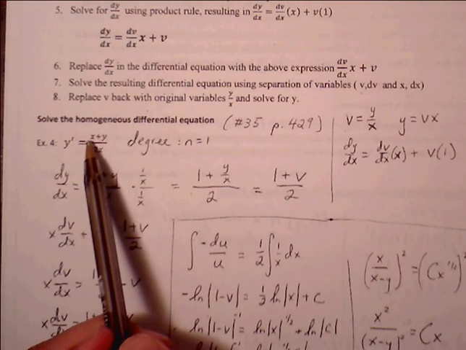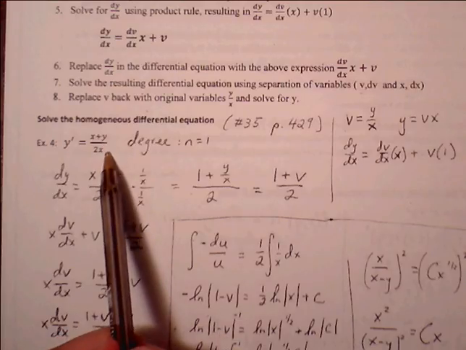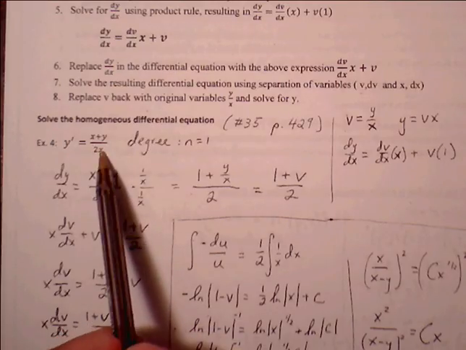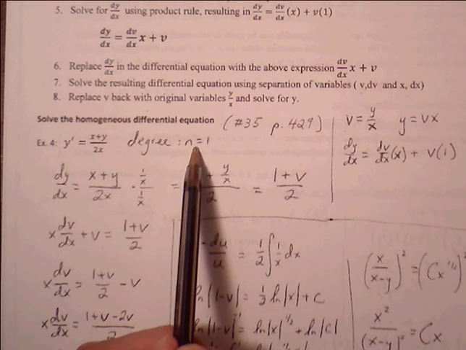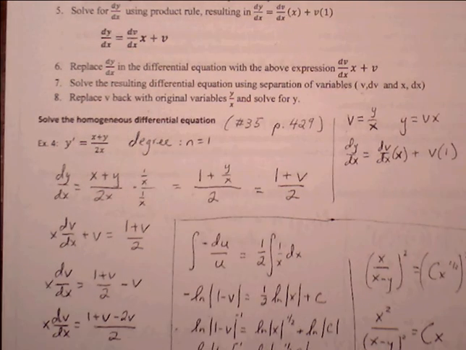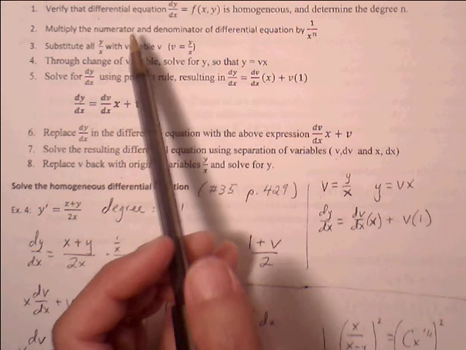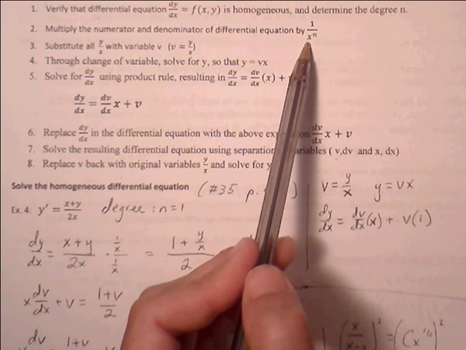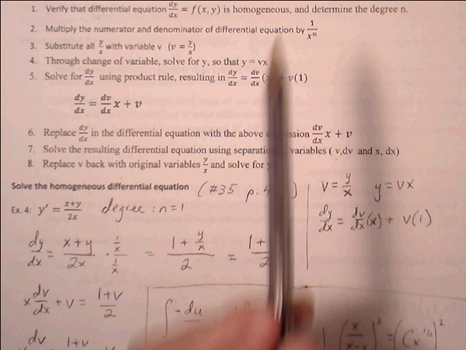So example 1 here, if I replace every x and y with tx and ty and every x with tx, if I go through that procedure, I can factor out t to the first power, so we know this is going to be a degree of 1. Okay, so degree of 1. Next step, we're going to multiply the numerator and denominator of the differential equation by 1 over x to the n, and we know degree 1, so 1 over x to the first power.